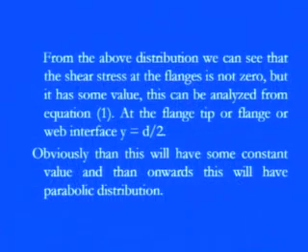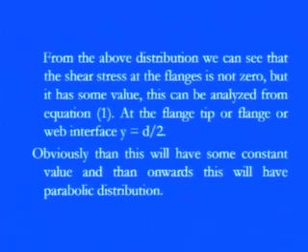From the above distribution, we can see that the shear stresses at the flanges are not 0. They have the minimum values, as we discussed already, but it has some value, which can be analyzed from equation 1. At the flange tip, at y equals d by 2, we have a certain value of tau minimum which we calculated. For design purposes, we need to be careful that though we have the maximum shear stresses along the neutral axis, the flanges also have some impact of these shear stresses.